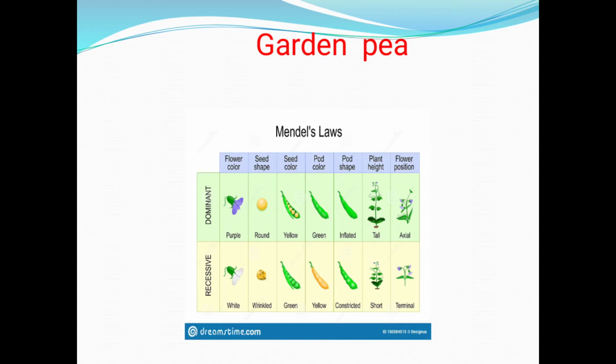Likewise, every character has got 2 different varieties: seed color, yellow, green; pod color, green, yellow; pod shape, inflated, constricted; plant height, tall, short; flower position, axial, terminal.